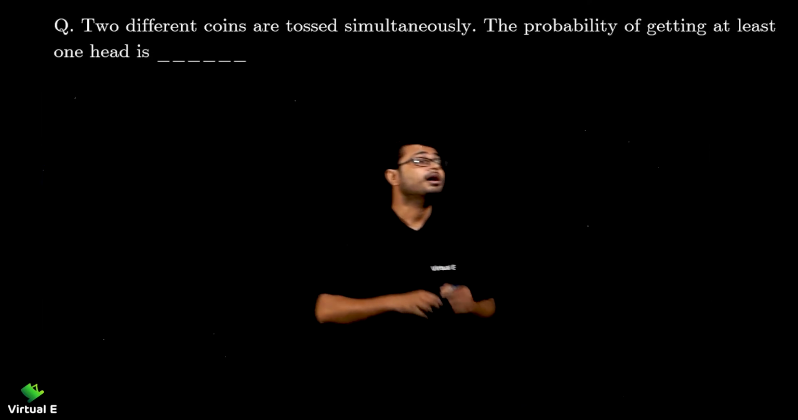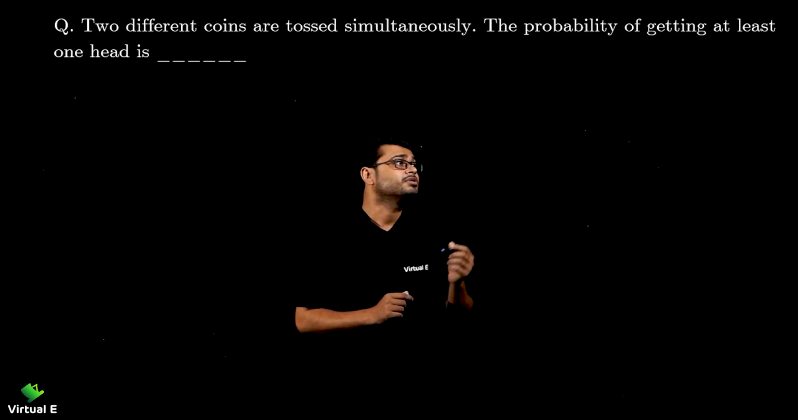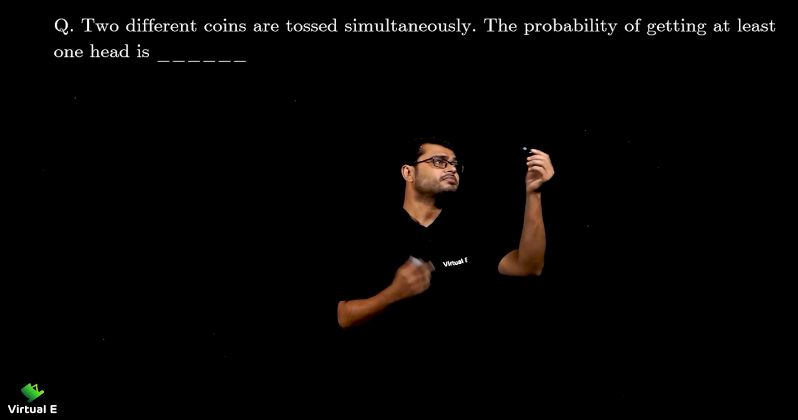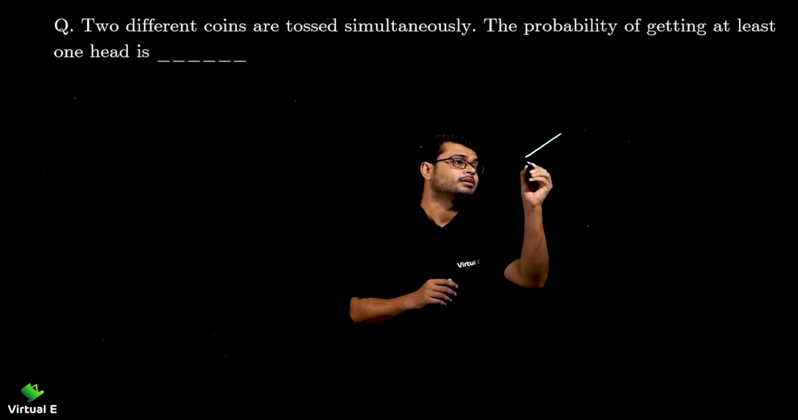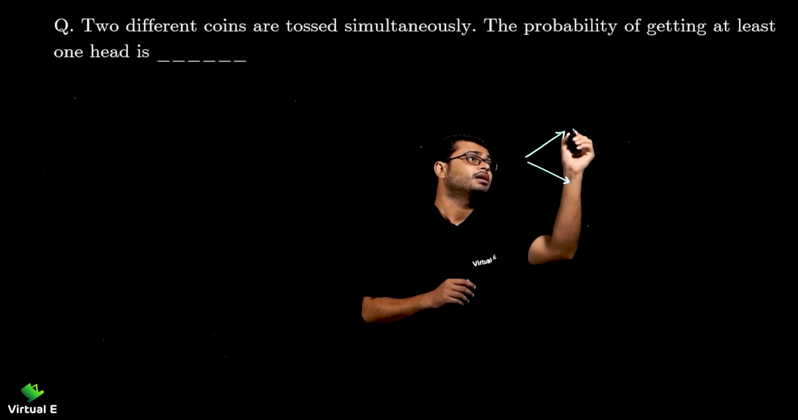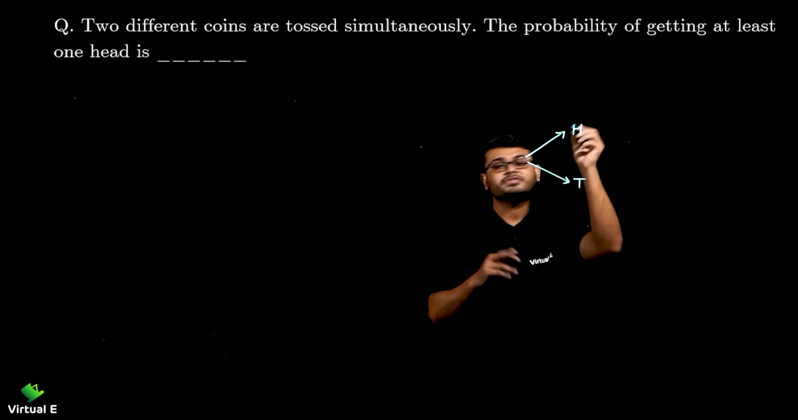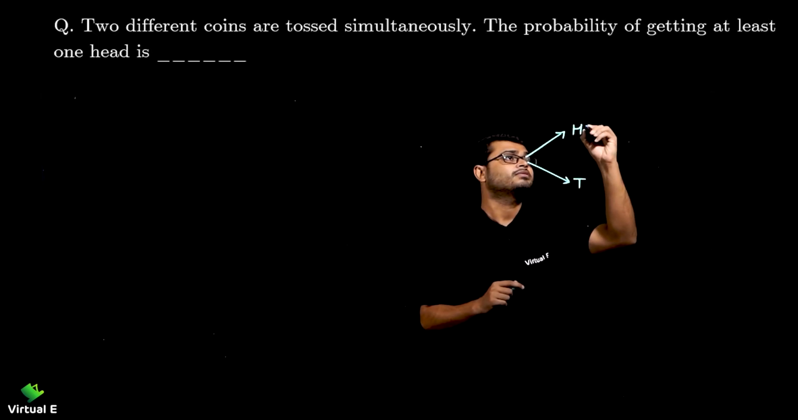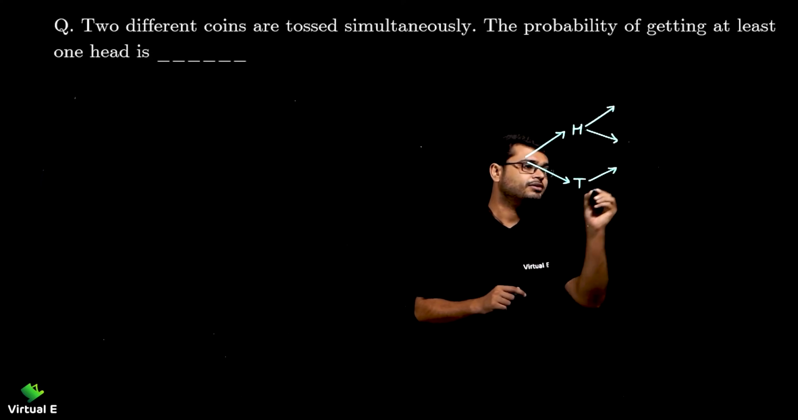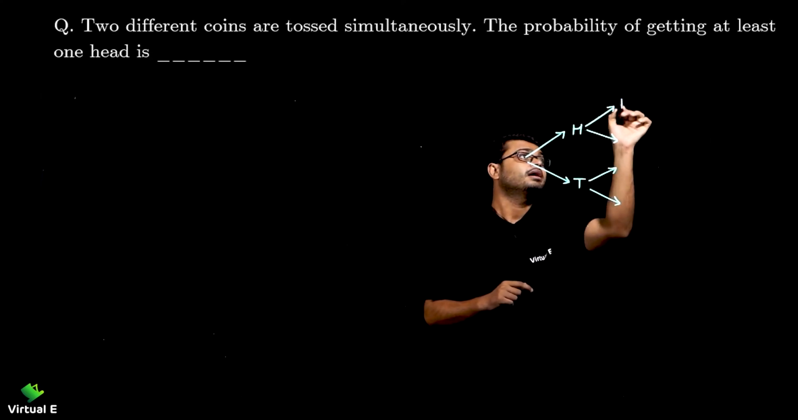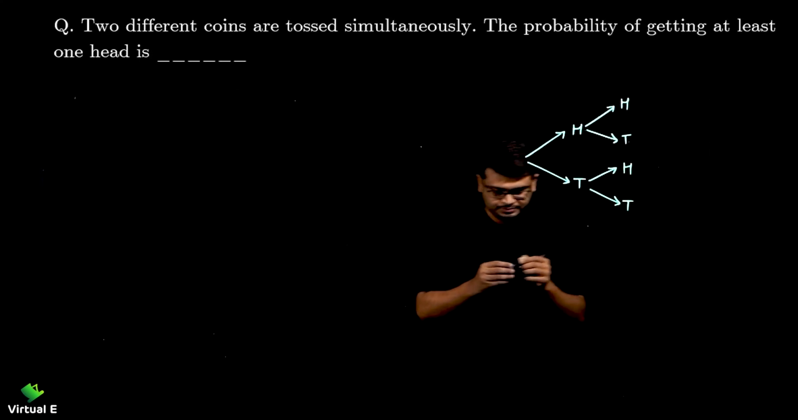Now this is an interesting part over here. When you toss the coin, just giving you the simple idea, either you can get head or either you can get tail, right? This is for the first coin. Now for the second coin, head or tail, then head or tail.